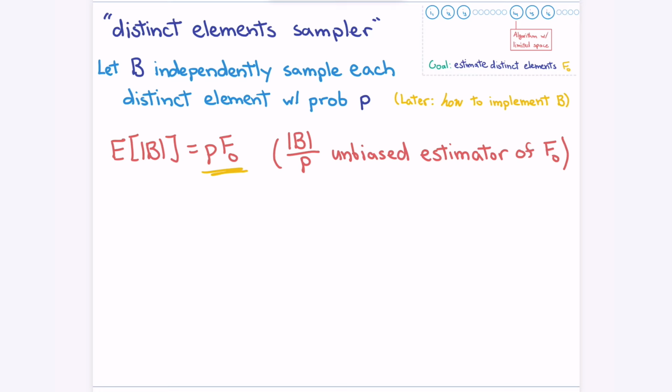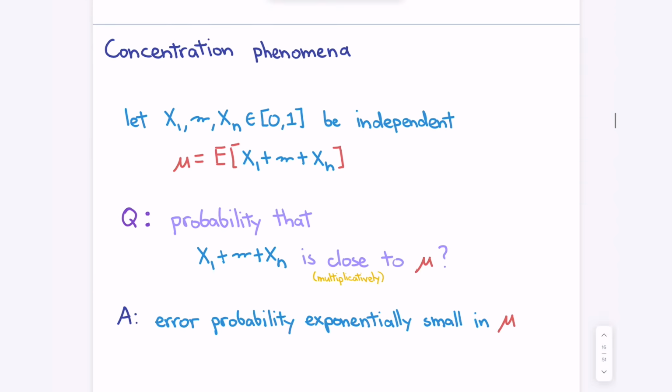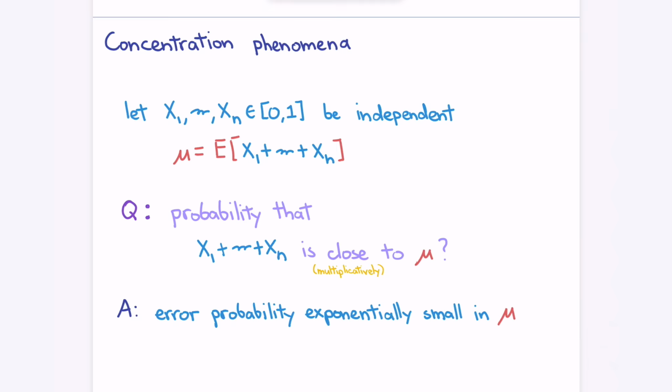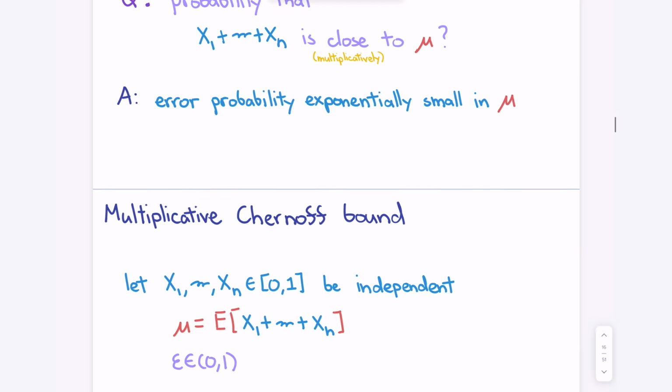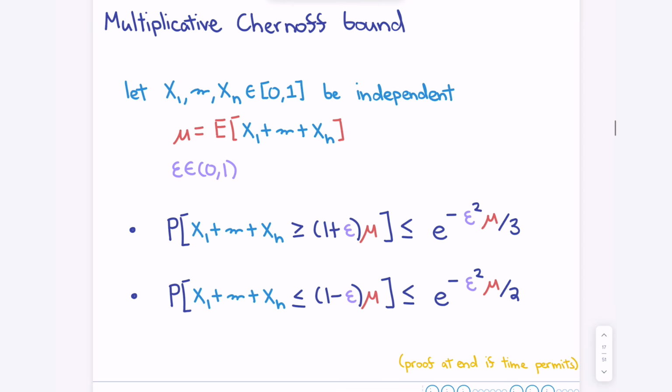Someone said space. Right. So if we remember this concentration phenomenon, when we have a bunch of independent random variables and they're bounded, their sum is going to be concentrated around the mean, and the probability of deviation goes down exponentially in the mean. The more precise bound was something like this: the odds of being off by epsilon is e to the negative epsilon squared times mu. The important thing is the mu.